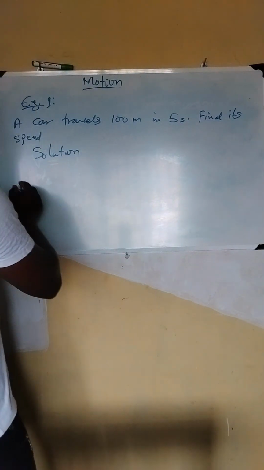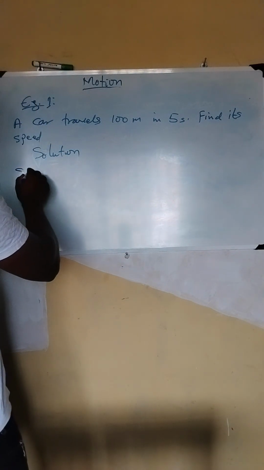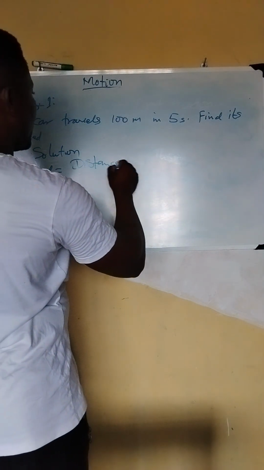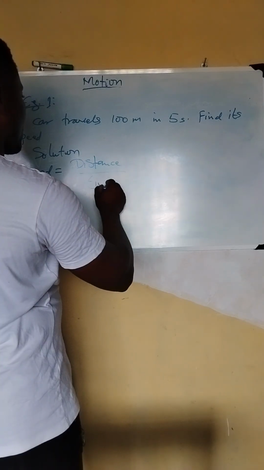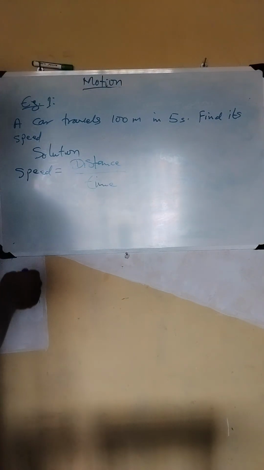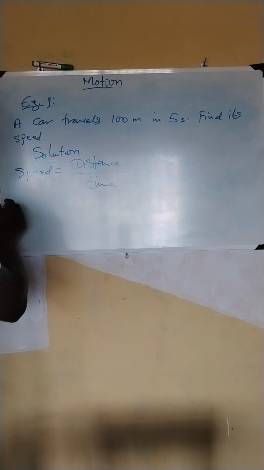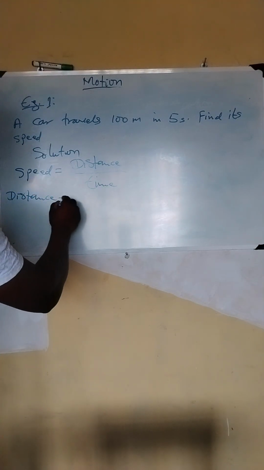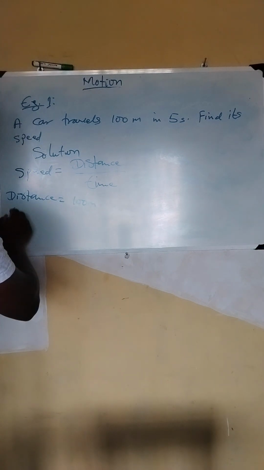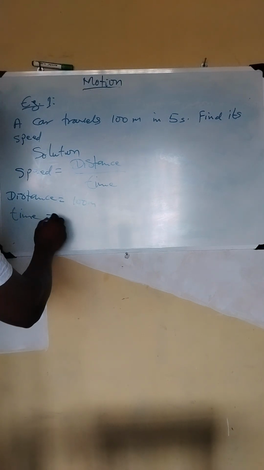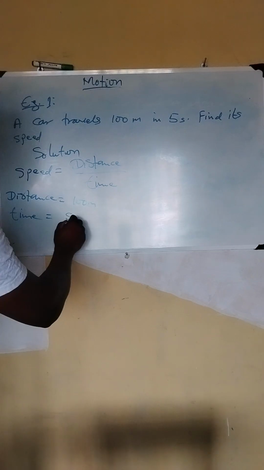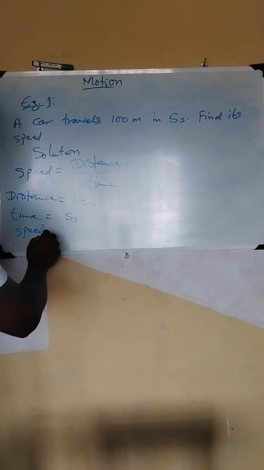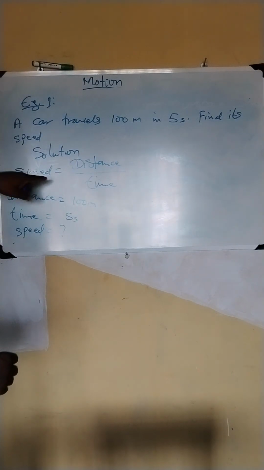All right, so here we are asked to find the speed. Now write that speed is equal to distance all over time. Now you have distance is equal to 100 meters. Then time is equal to 5 seconds. Then speed, you don't know. Speed is what you are looking for. Speed is unknown. You have to find the speed.